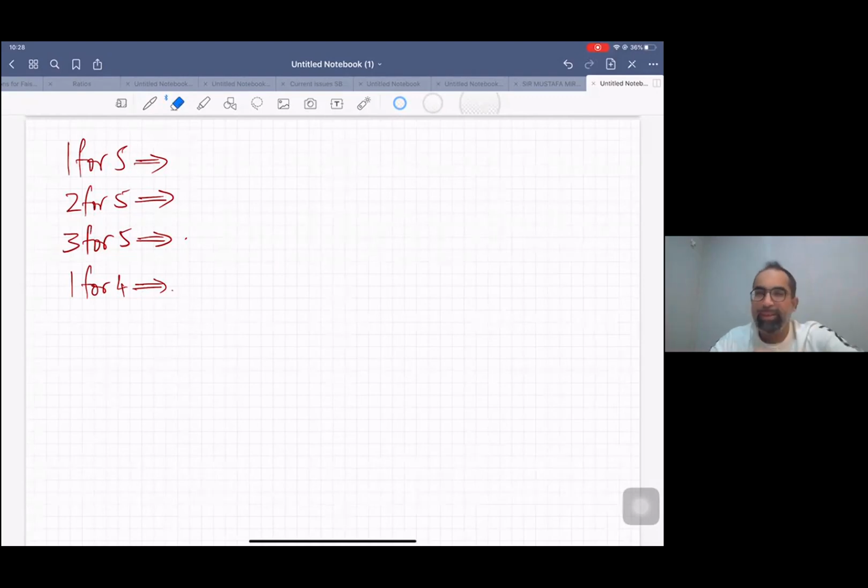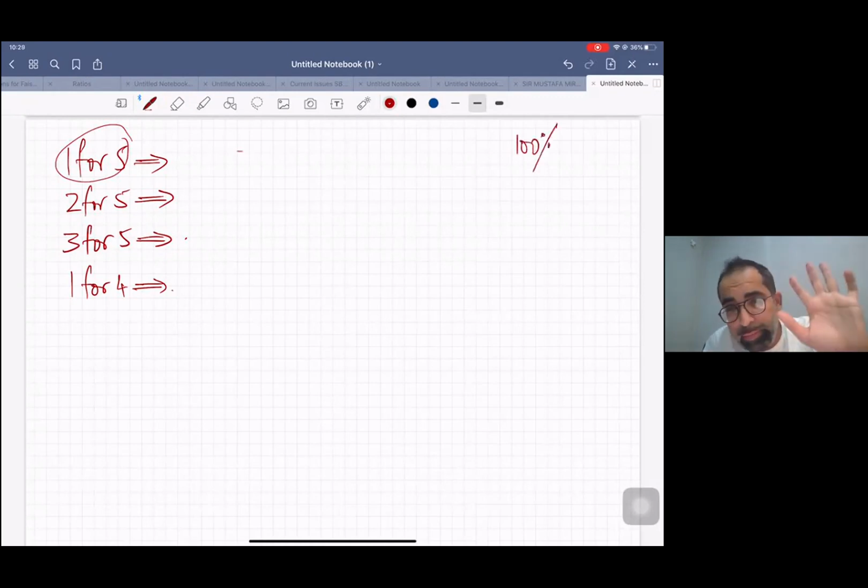Okay, let me do it. It's very easy. Listen, 1 for 5 means, first of all, 20%. How you get 20%? 1/5 × 100 is 20%. Okay, let's start. Existing total is always 100%. For any question, the existing number of shares total are 100%. And as this is 1 for 5, so it's 20%. So 100 plus 20 is 120%.